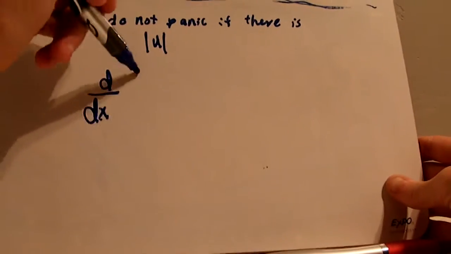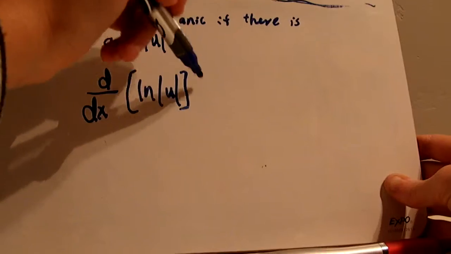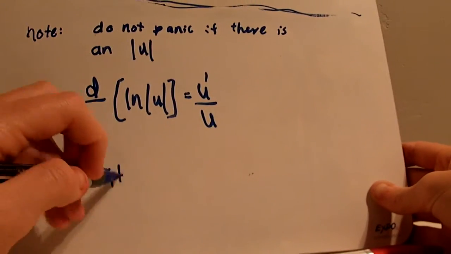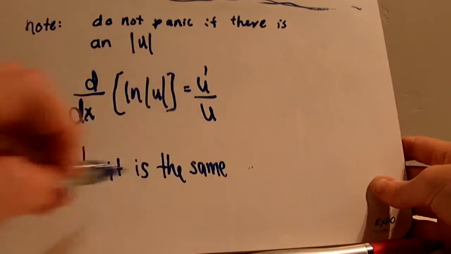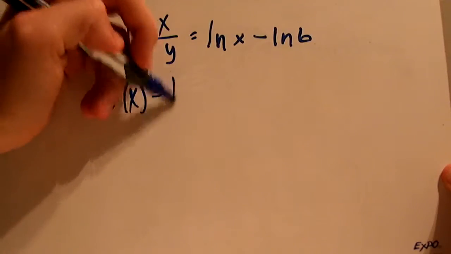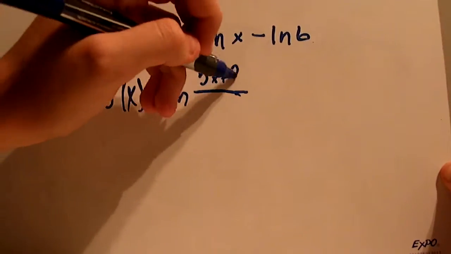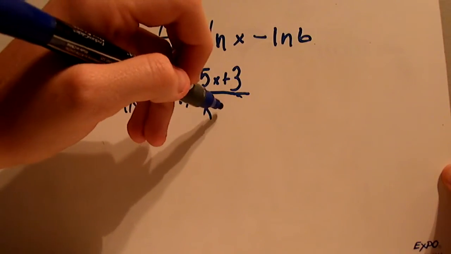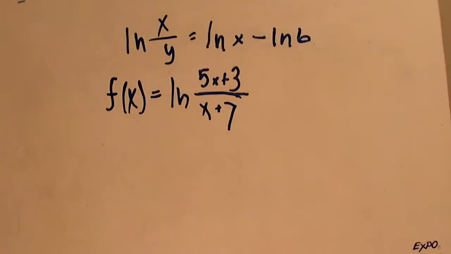A mistake that some make is to panic when they see an absolute value sign in the equation, but it's simply the same thing, u prime over u. So in this example, the ln b on the far right is meant to be ln y.